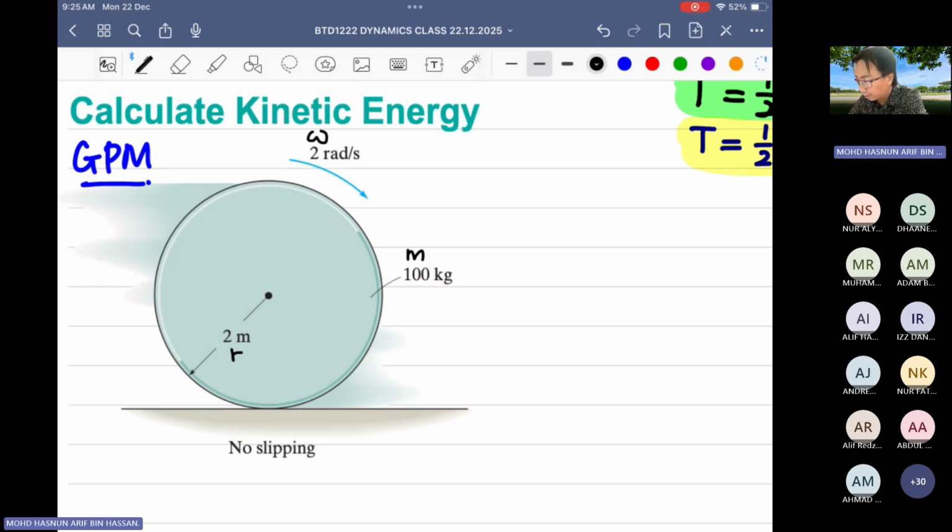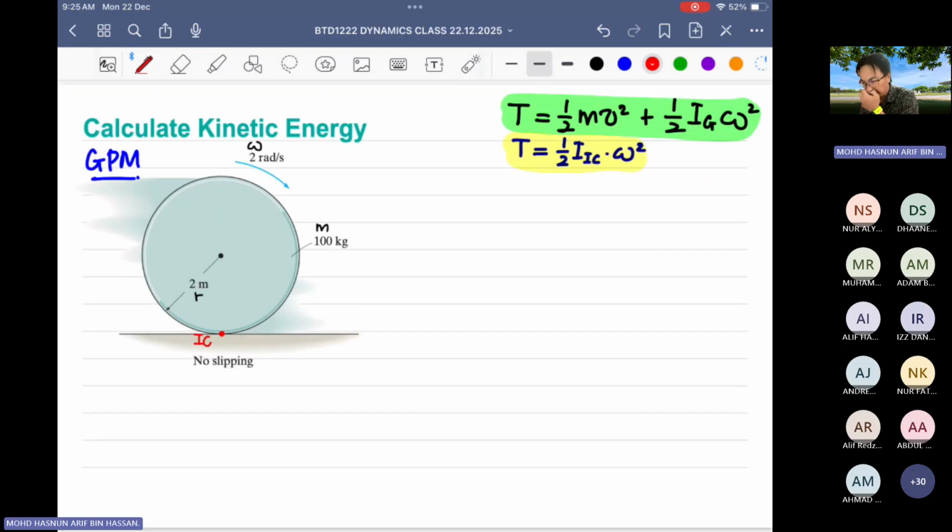When it says no slipping, this is like what we learned in chapter 2. It means that the contact point here is the location of IC. So basically this is IC, the IC location.